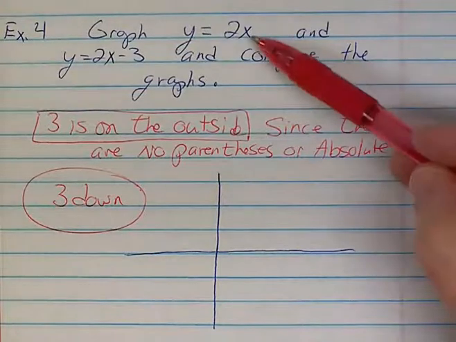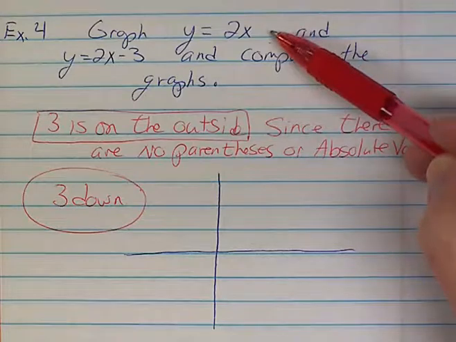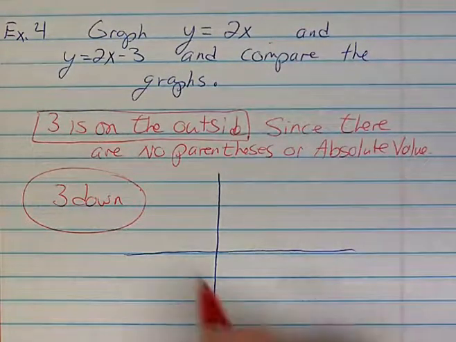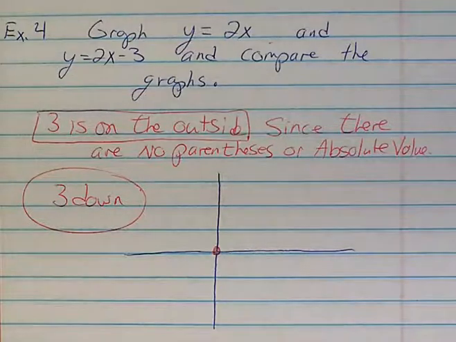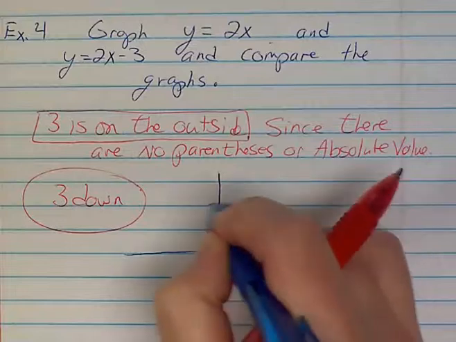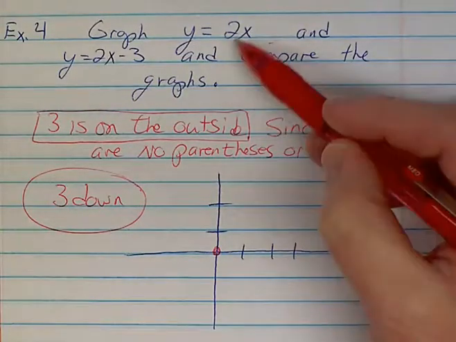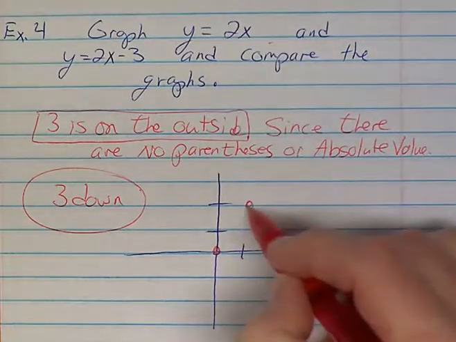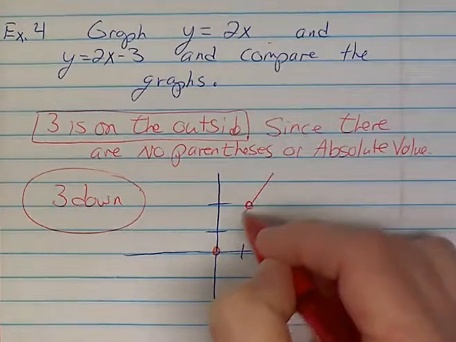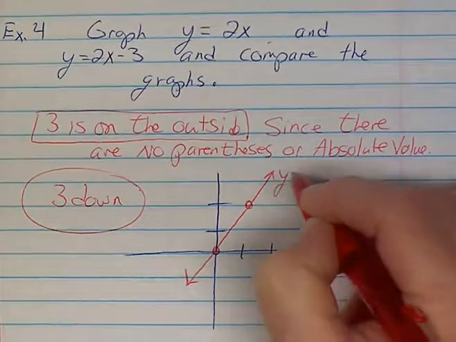So graphing y equals 2x. We don't have a y-intercept, so they don't tell us where to start. Start at 0. So start at 0, your slope is 2, which again would technically be 2 over 1. So we're going to go up 2 over 1 and get the next point there. So that would be our y equals 2x.